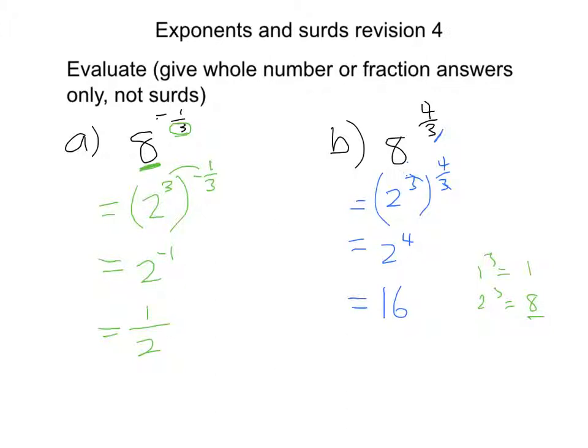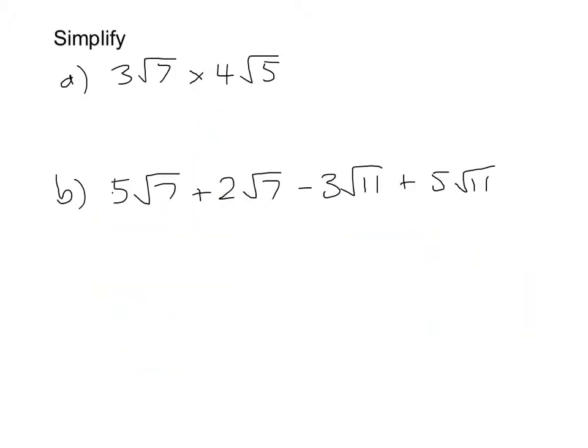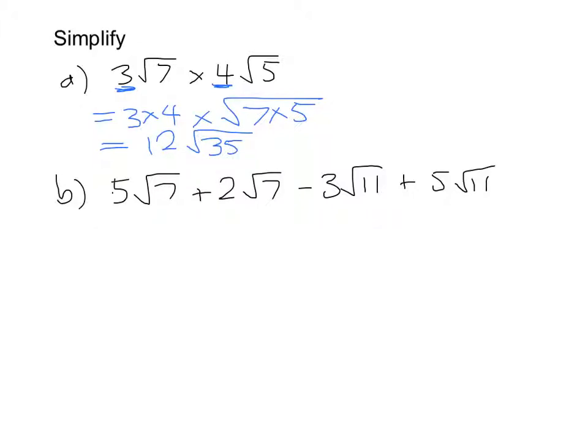Let's move on to the next one. Simplify. Okay, if we have something like this, whatever is outside the surd gets multiplied together, so this will be equal to 3 times 4, and then whatever is inside the surd gets multiplied together, so 7 times 5. So this will be equal to 12 root 35. Now I need to look at that 35. Are there any perfect squares that go into 35? No, there's not, so that's going to stay as our answer.